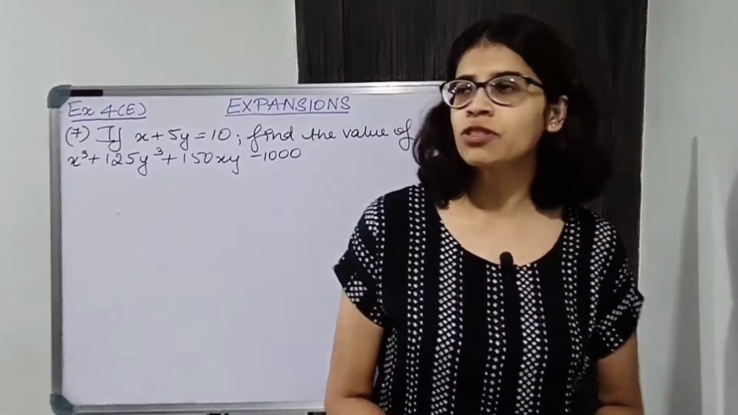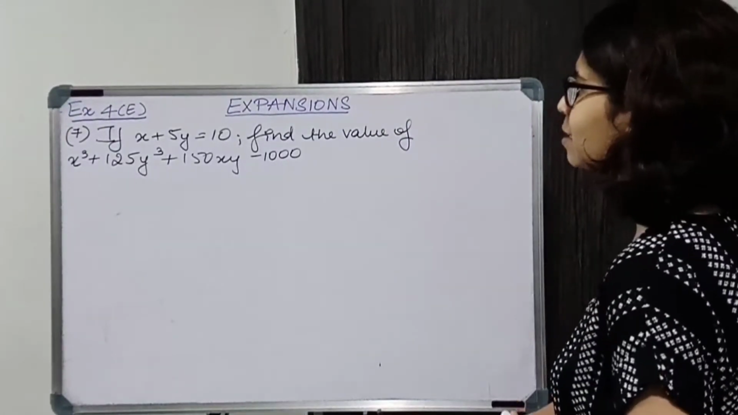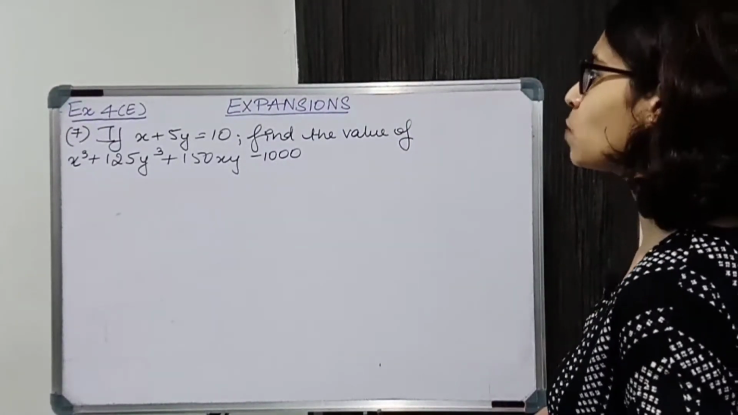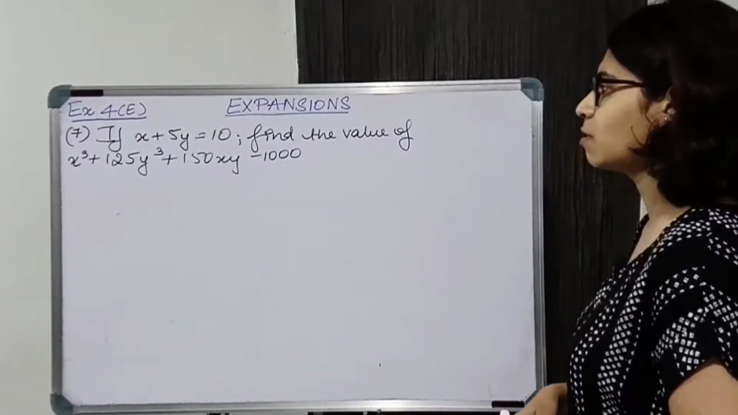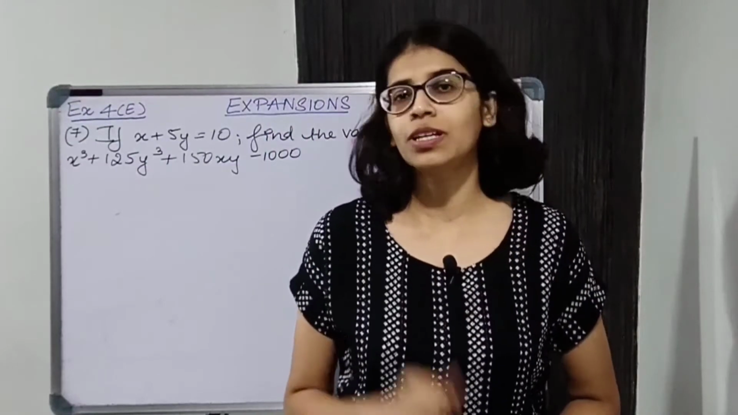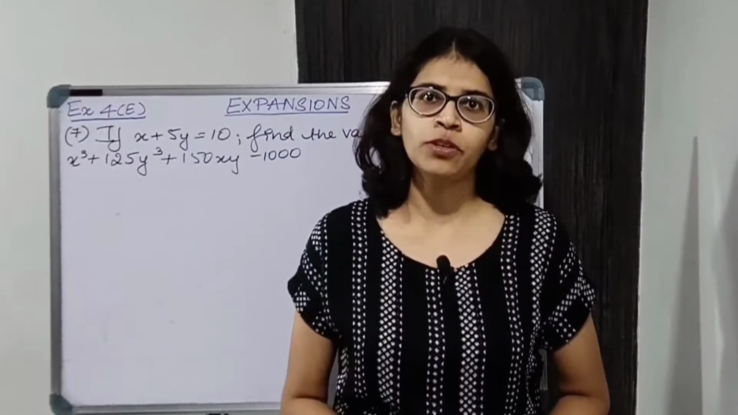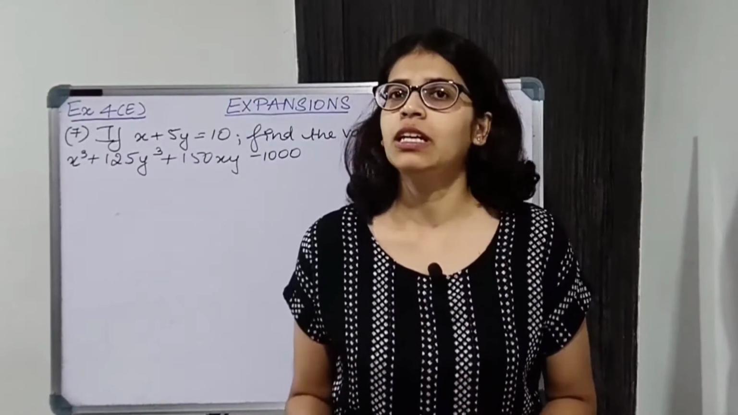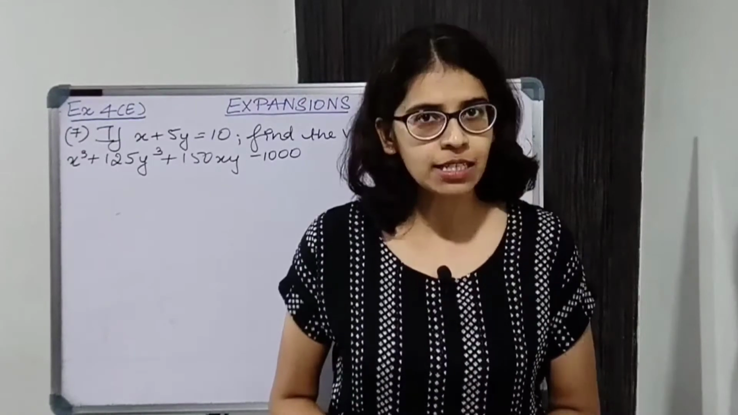All right, coming to the next question, question number 7. If x plus 5y is equal to 10, find the value of x cube plus 125y cube plus 150xy minus 1000. Students, again there are 2 methods of solving this question. One is with the property and another one is without using the property. Okay, so in the first method I'll use the property, and in the second method I'll not be using the property. Both ways it is easy.